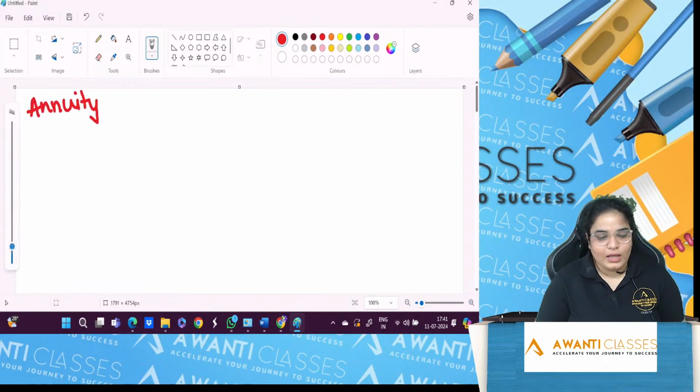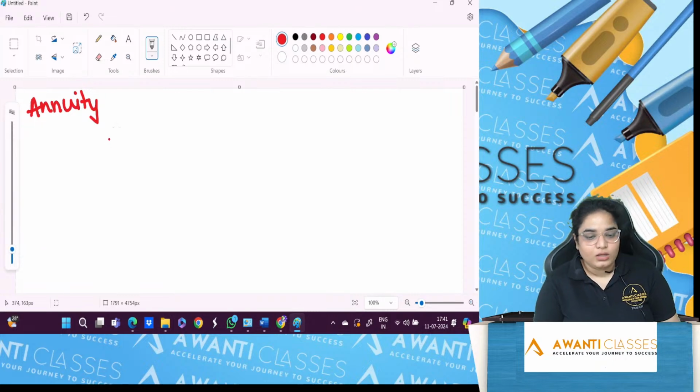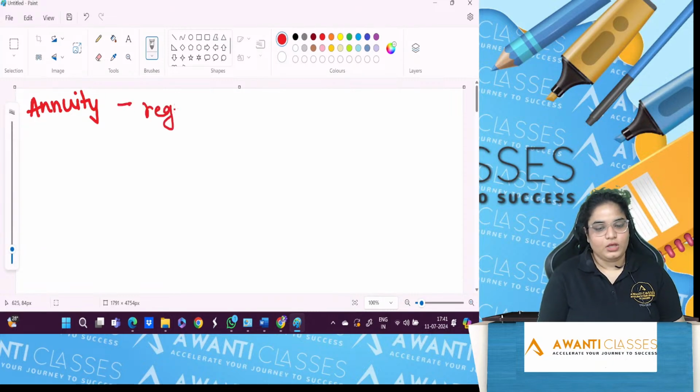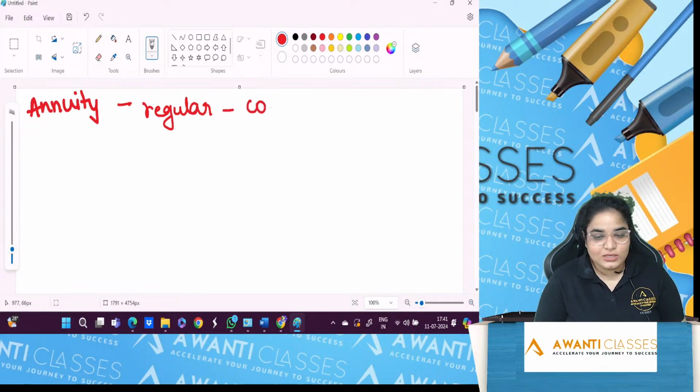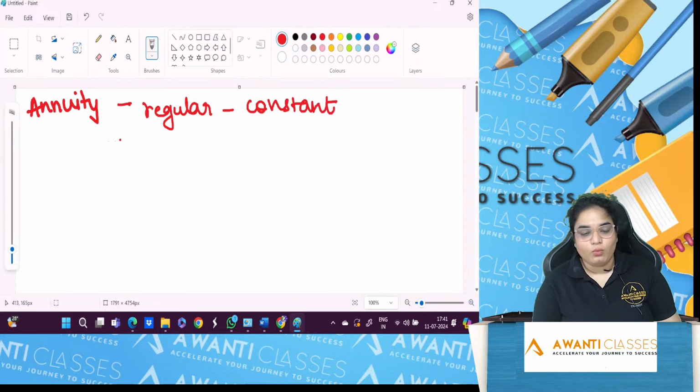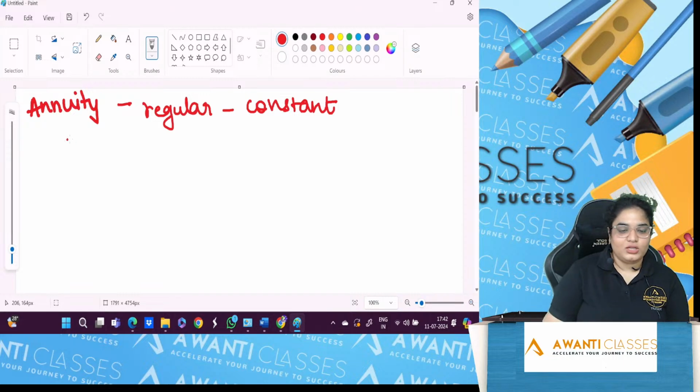Annuity. So, an annuity is a regular payment that is constant over a long period of time. What does this mean? What does this mean?